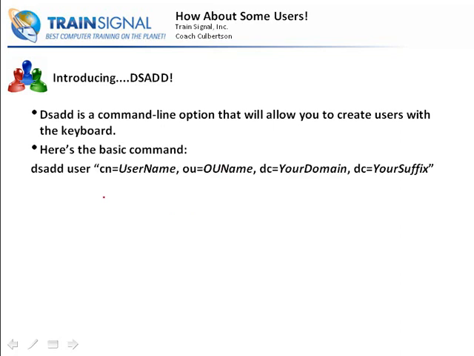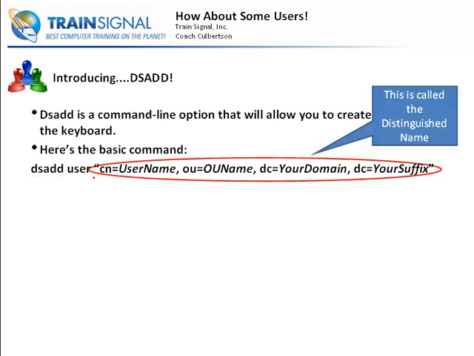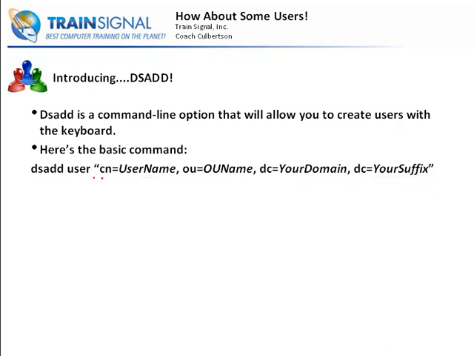And here's the basic command. It's DSAdd, and then what we're going to be creating, user. And now this whole big mess right here, this is what we call the distinguished name. Now the distinguished name is what a user account actually looks like if you were to look at the raw version of the Active Directory database. So here we have cn equals username. So we would put in the username at this particular point. We would put in the OU that we want the user account to live in, and then we put in the DC, which is the domain name, and then we put in the suffix of the domain here.